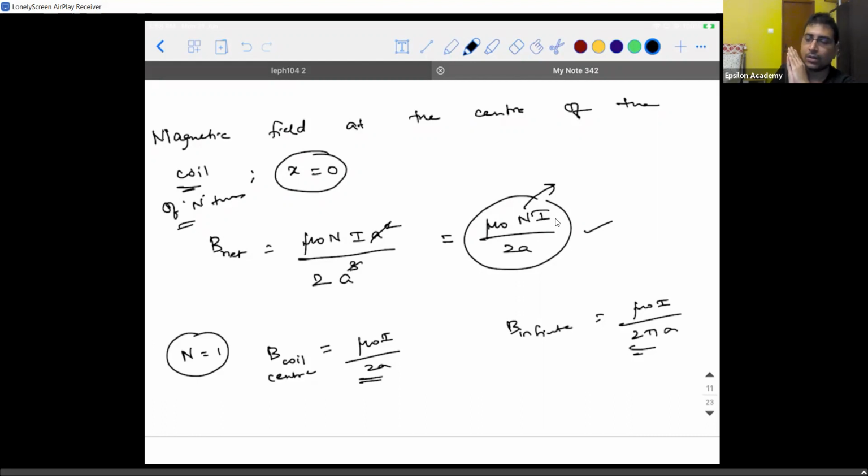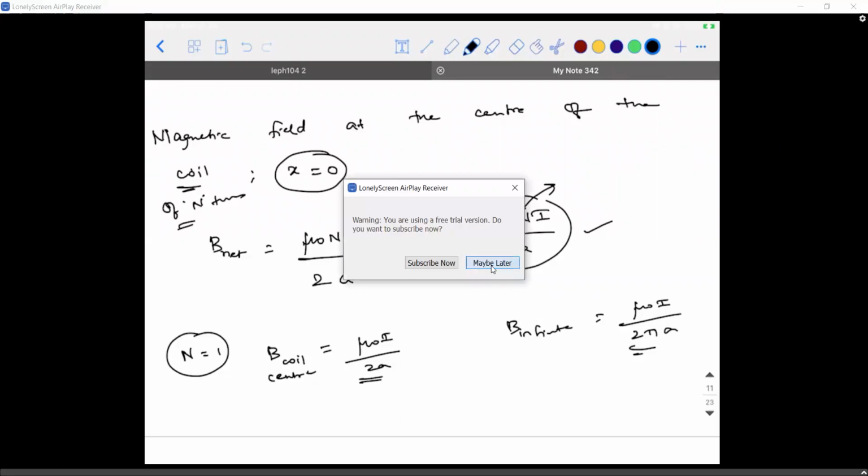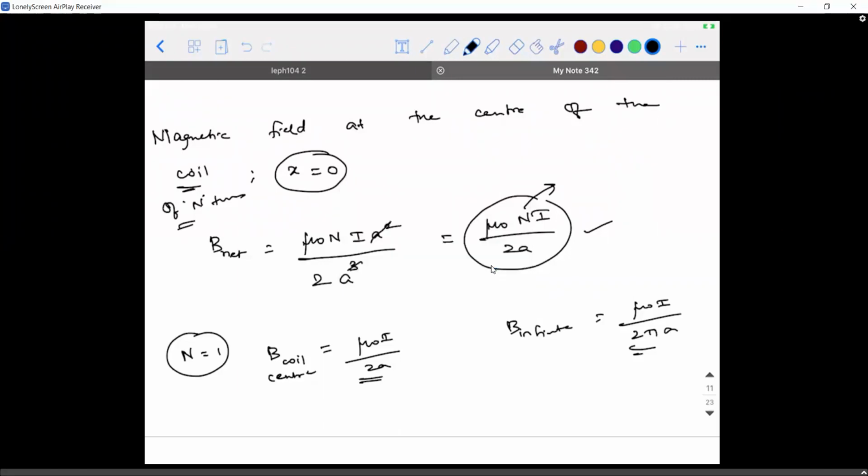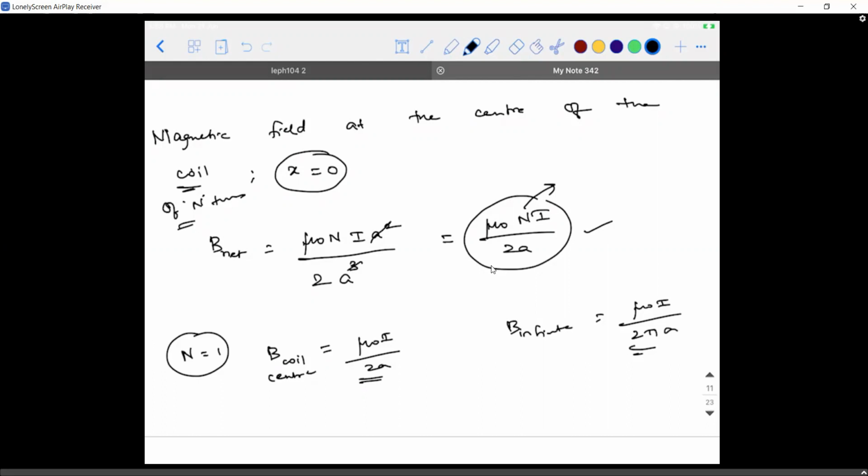Okay, so any other doubt from today's class? I have a doubt. Sir, we know the value for mu naught by 4 pi, but how do we calculate here the value for mu naught by 2?